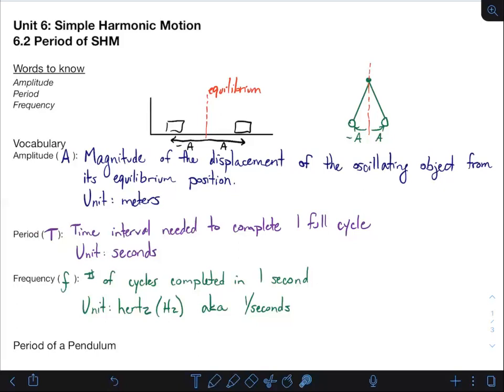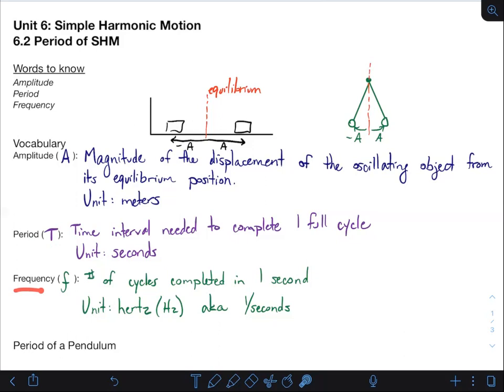Frequency is another way to talk about how often things are occurring in something like simple harmonic motion. It is talking about the number of cycles completed in 1 second. So I'd like to quickly compare frequency and period to each other, because if you notice, period is a time to do one full cycle. Frequency is cycles in 1 second. So these things are actually inverses of each other. We kind of gather that just from their definitions. The fact that period is the inverse of frequency, and by extension, frequency is the inverse of period.